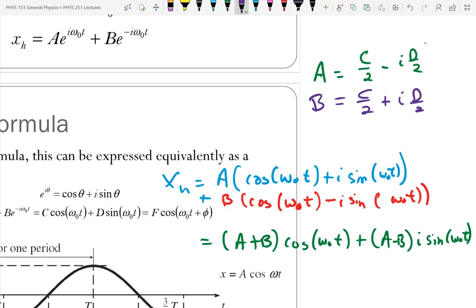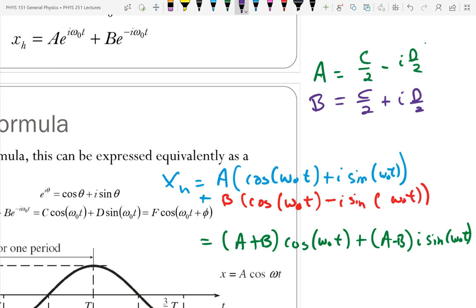Okay, why did I do this? I did this because we just say A plus B has to be real, which means that the imaginary parts of A and B have to be the same magnitude but opposite signs. And then we have A minus B has to be imaginary, which means that the real parts have to be the same.